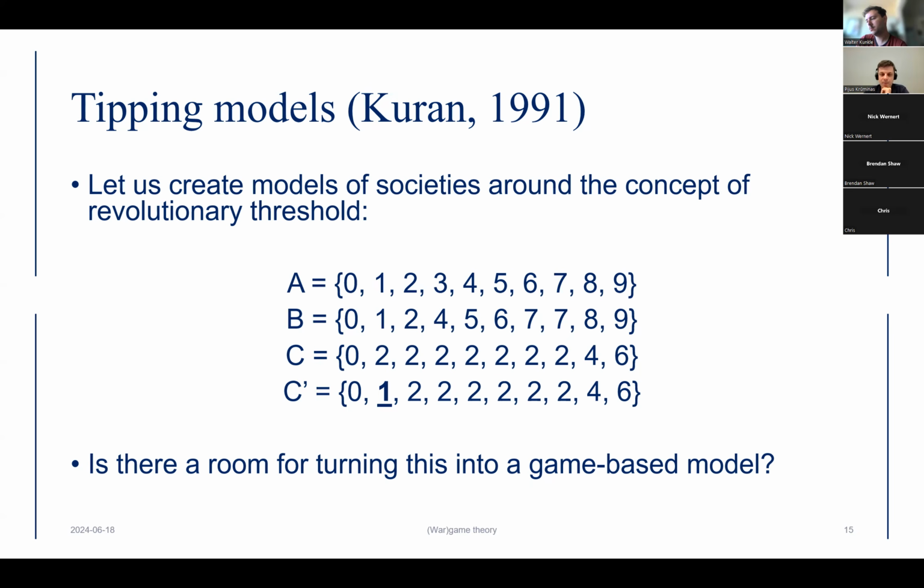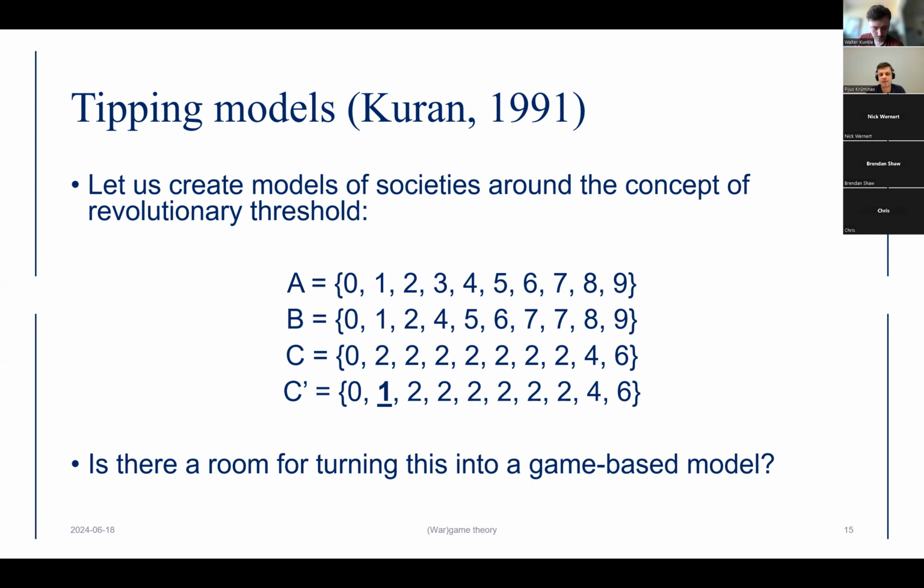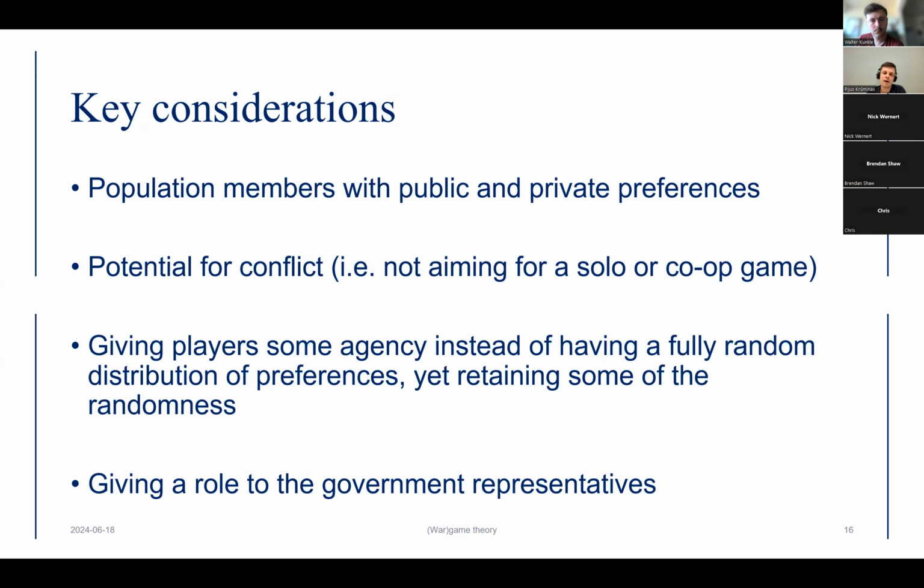And of course, if somebody asks you that question in a presentation, 99% of the time the answer is yes. So let's proceed to the approach I used to turn this model into a game. There were several considerations of what the game had to cover. One was population. You have to have a population with individuals, just like in these societies here, with public and private preferences. So you have to have this hidden information of some sort about the citizens.